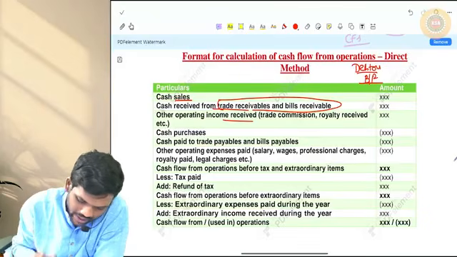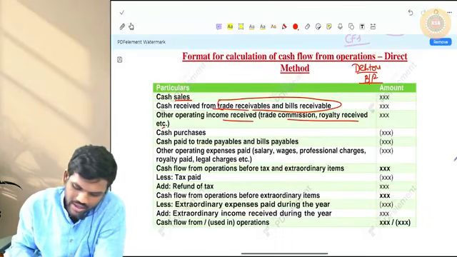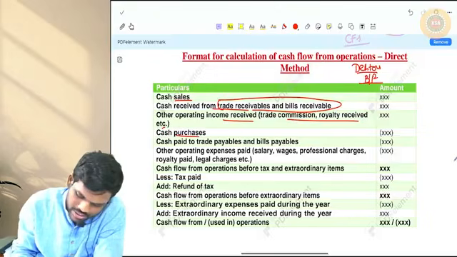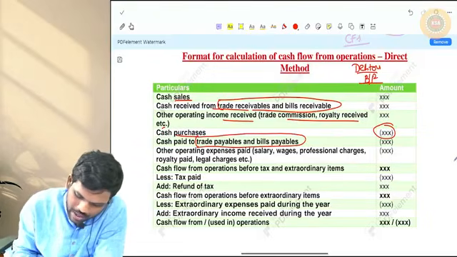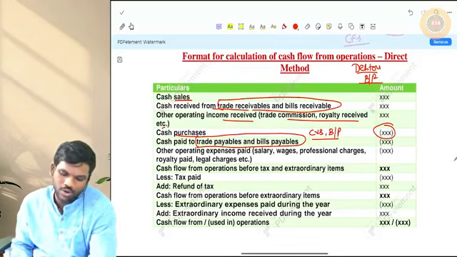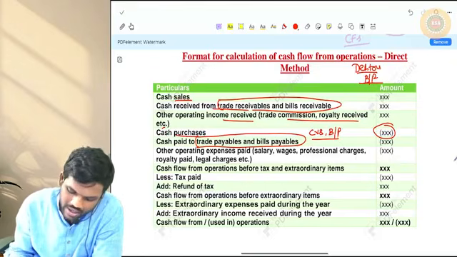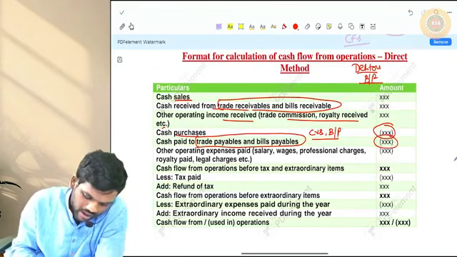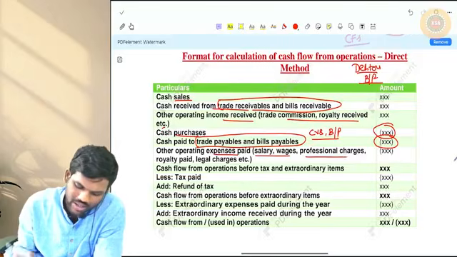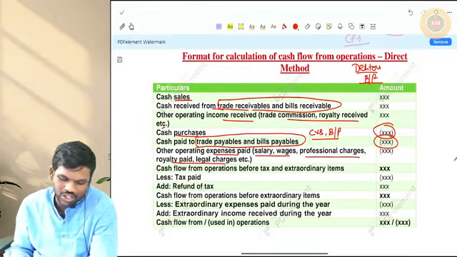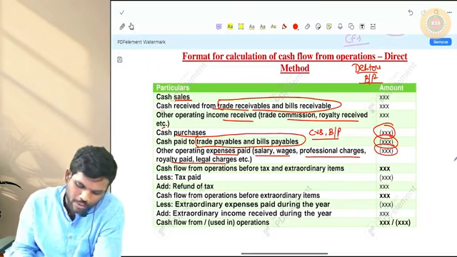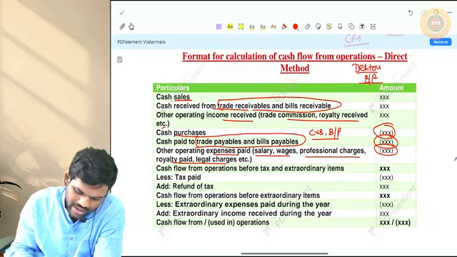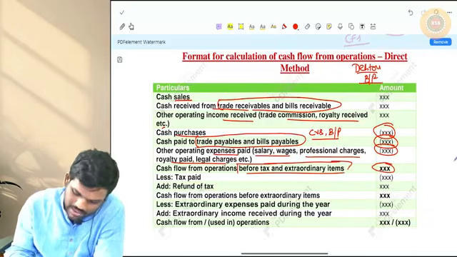And then take any other operating income that is received like trade commission, royalty, that also should be added. Cash purchases, it is an outflow, it should be subtracted. Whatever cash you have paid to trade payables and bills payable, this you can find out by preparing creditors ledger account and bills payable ledger account. Open that ledger account, find out cash paid, that also should be subtracted. And any other operating expense you have paid like salary, wages, professional charges, royalty, legal charges, all these are operating expenses. Those also should be subtracted. You will get cash flow from operations before tax. We have not yet taken tax. Before tax and extraordinary items, subtract tax paid.